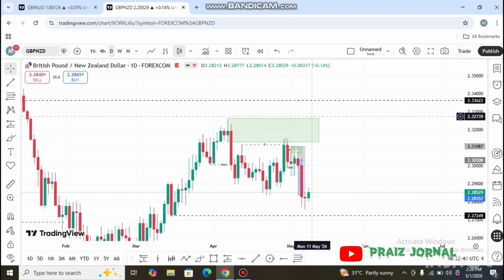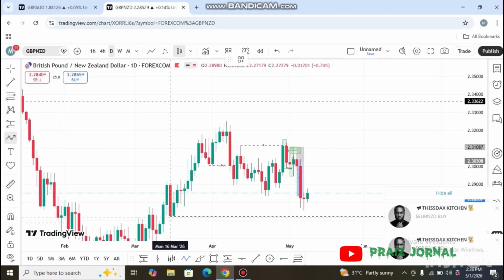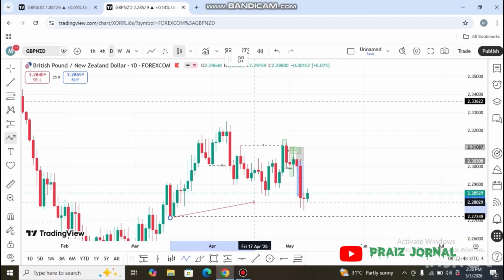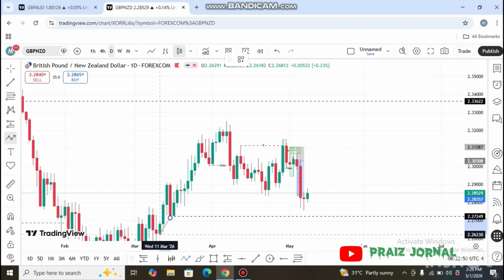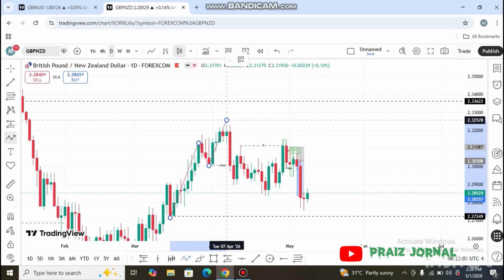As you can see, this market, look at the market structure. You can see we had a high, we had a low here, we had a high, we had a low, we had a high, higher low. Then we had a new higher high. So something happened here. We had a change of structure.